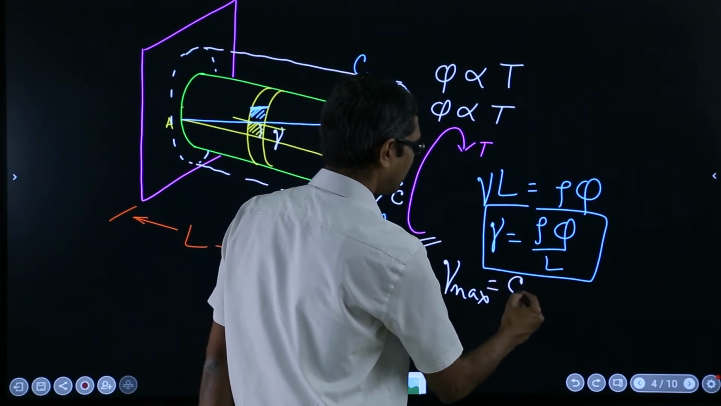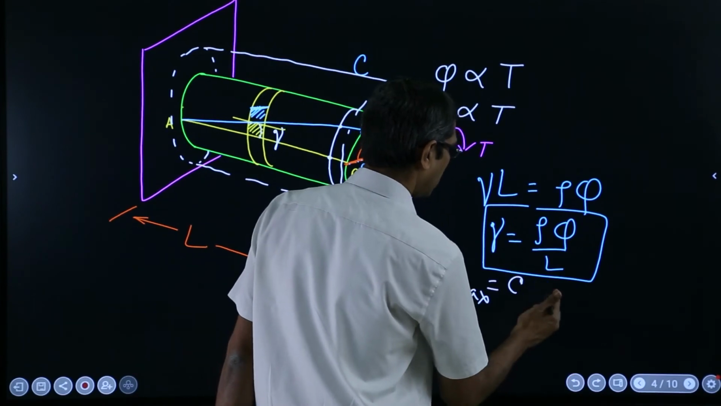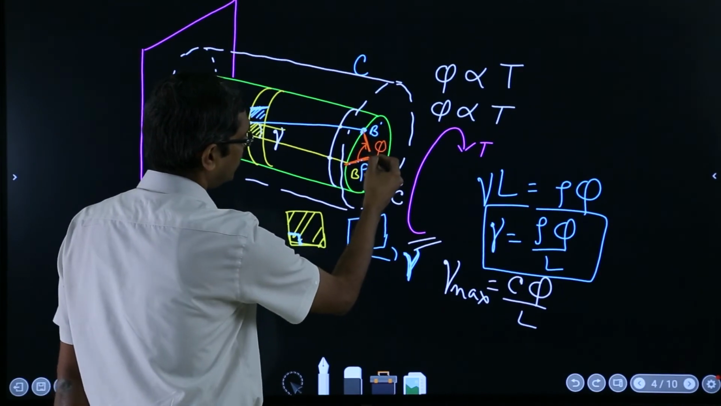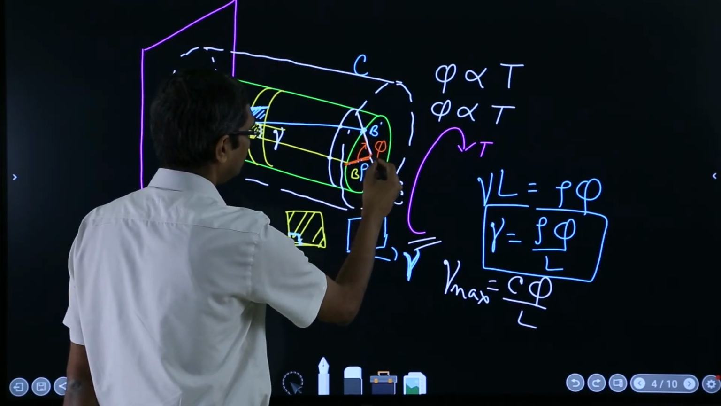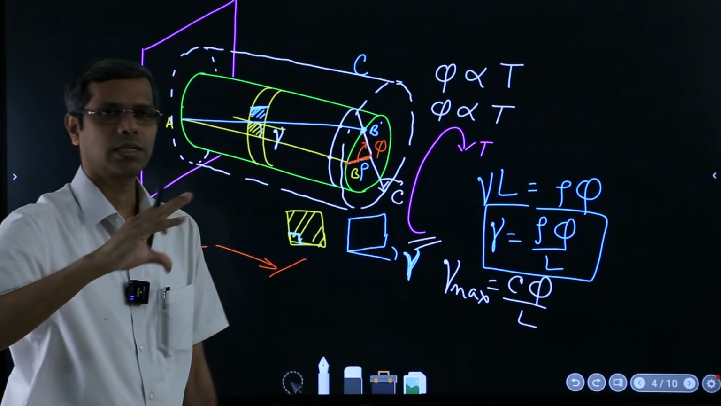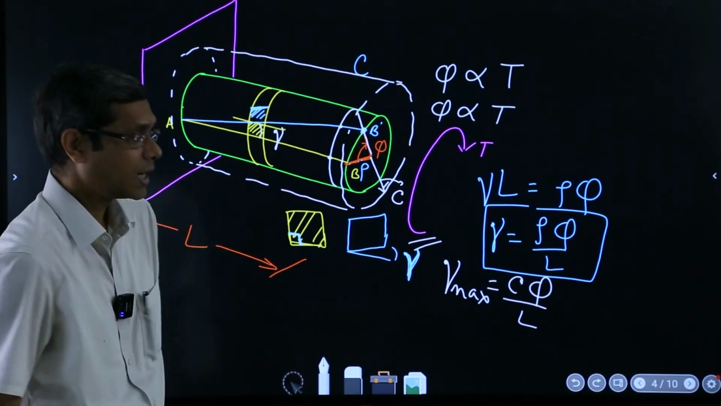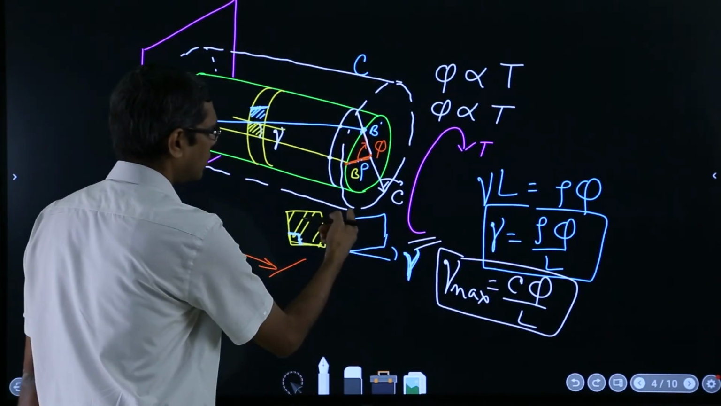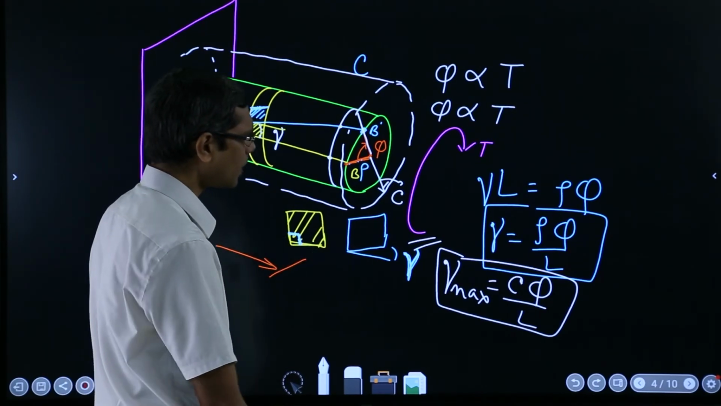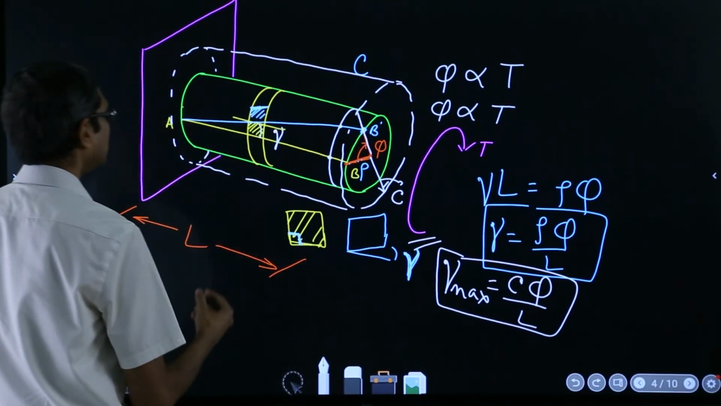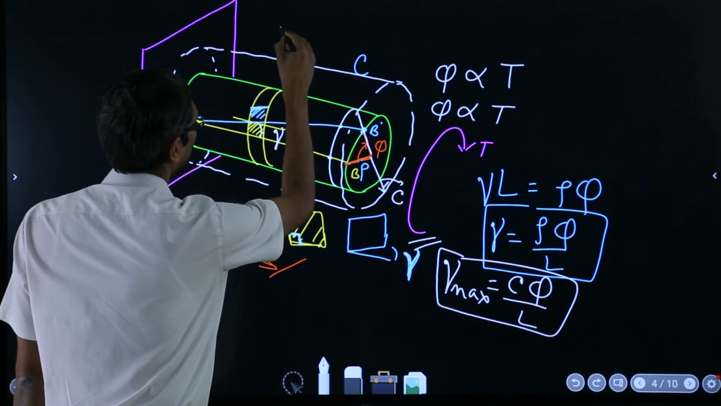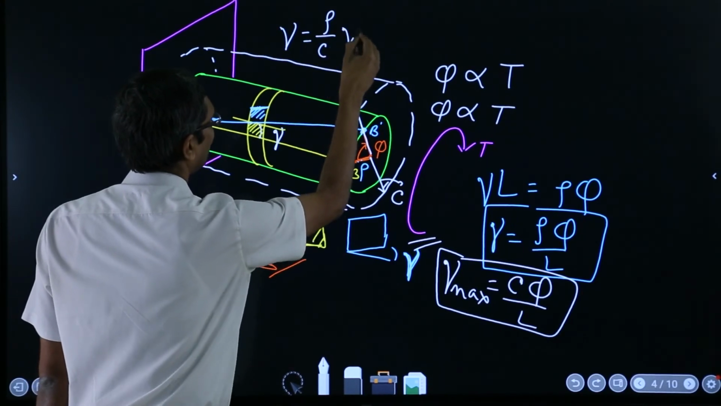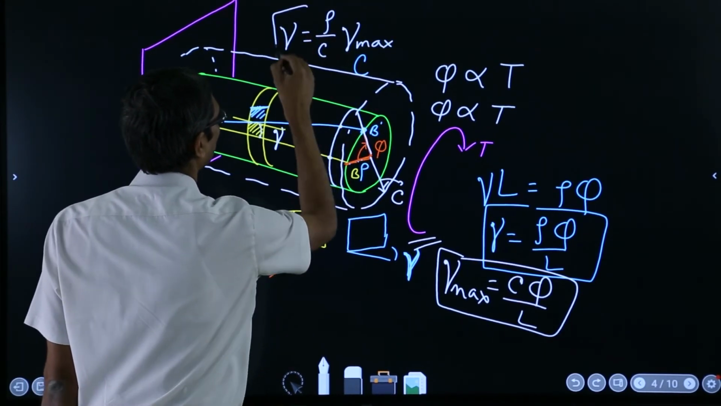Then the gamma max, which will happen at rho equal to C, becomes phi over L. And this phi will not change, because every circle turns by the same angle phi. So this is the maximum shear strain which you will get on the circumference of the shaft. From there you can get a relationship for gamma in terms of rho over C times gamma max.